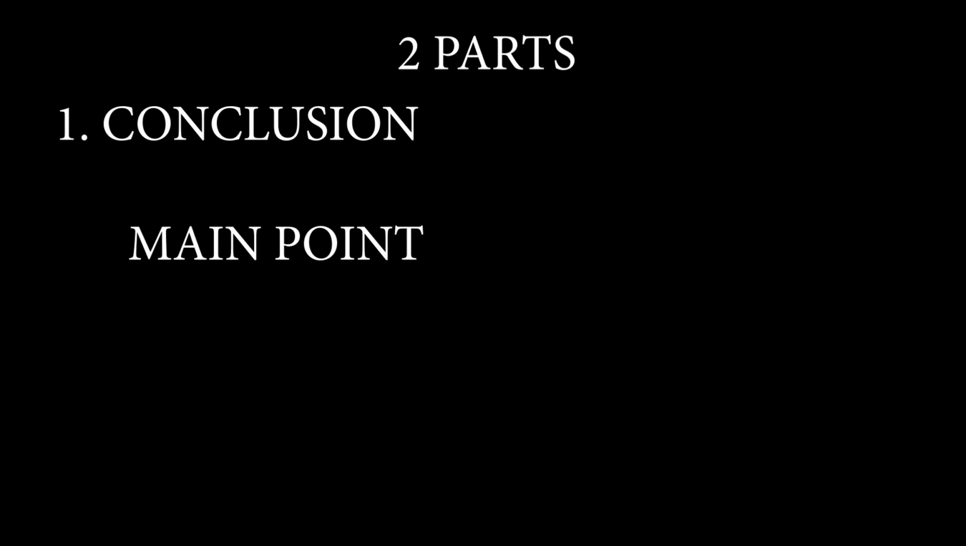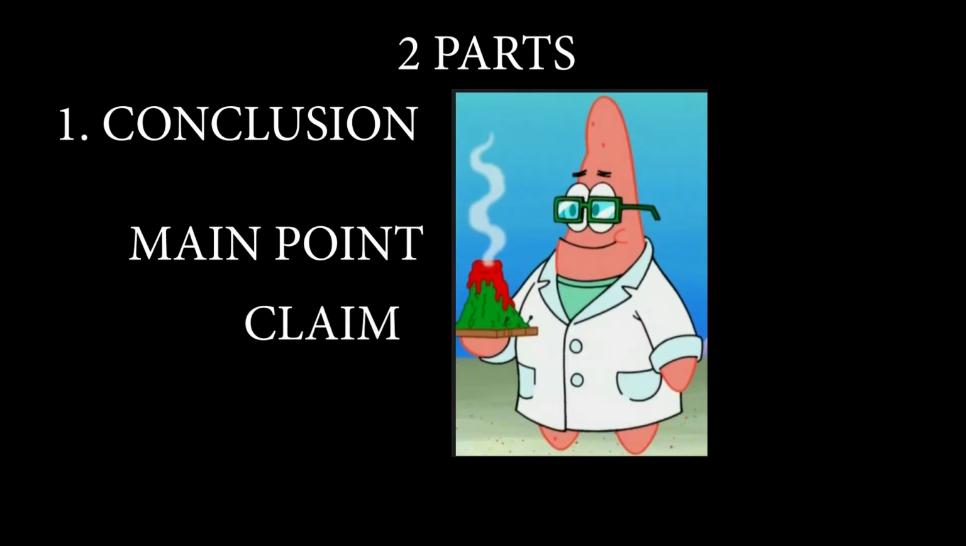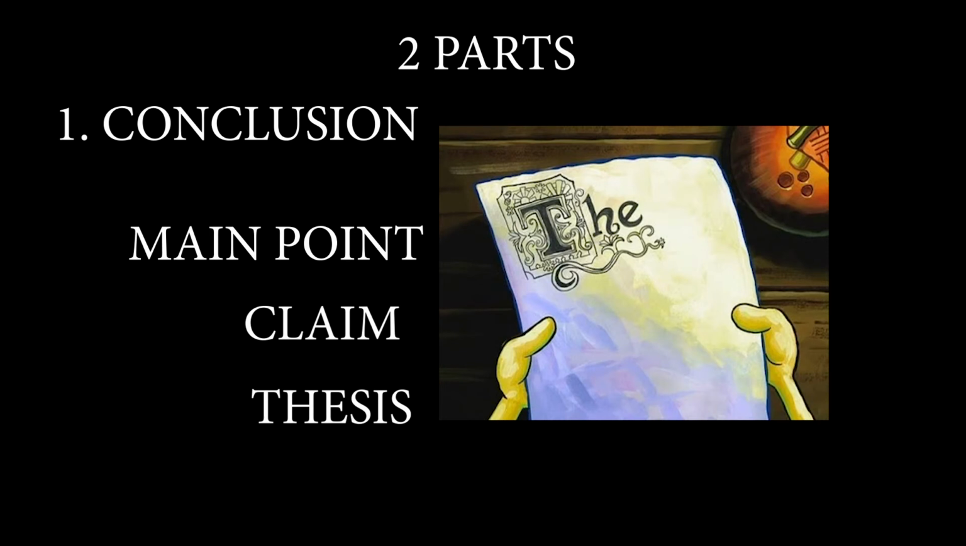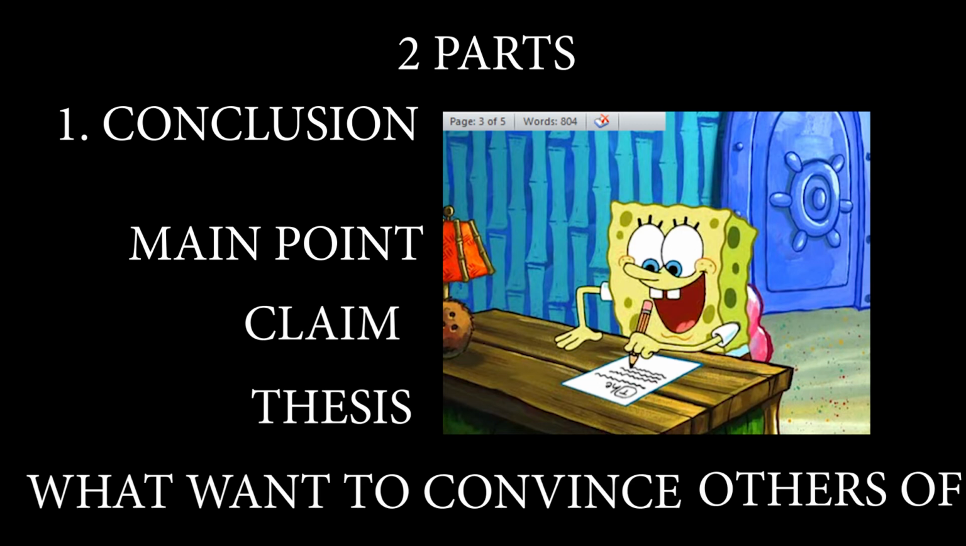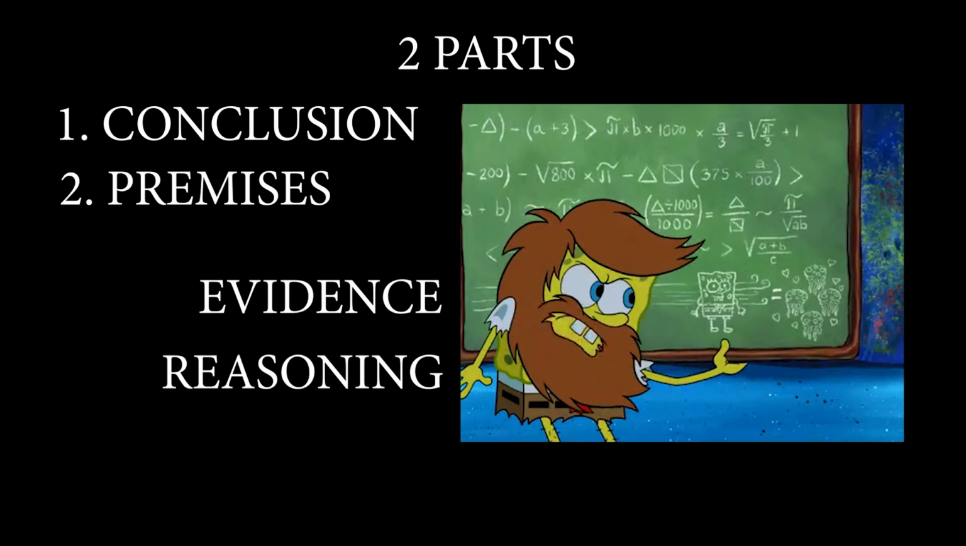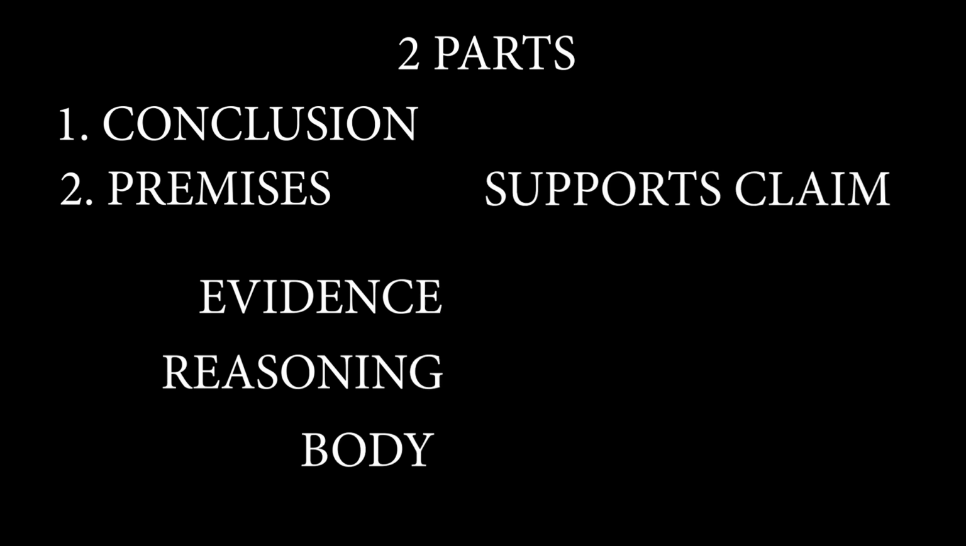Well, there are two parts to a traditional argument. There's the conclusion, which is the main part of the argument. It's like the claim. It's like your thesis. It's what you really want to convey, what you want to convince others of. And then there are premises: evidence, reasoning, the body of your paper, what supports your claim and makes it valid or not. Now, these two parts rely on each other. The conclusion cannot be justified without support from the premises.